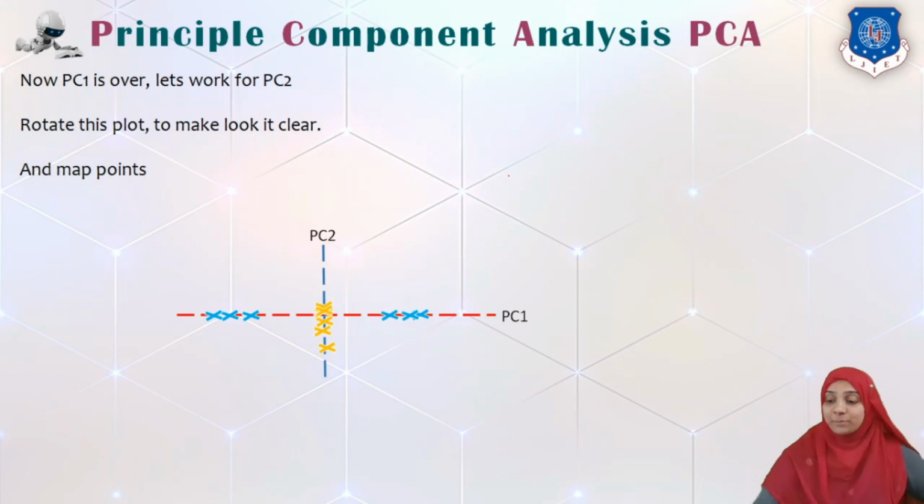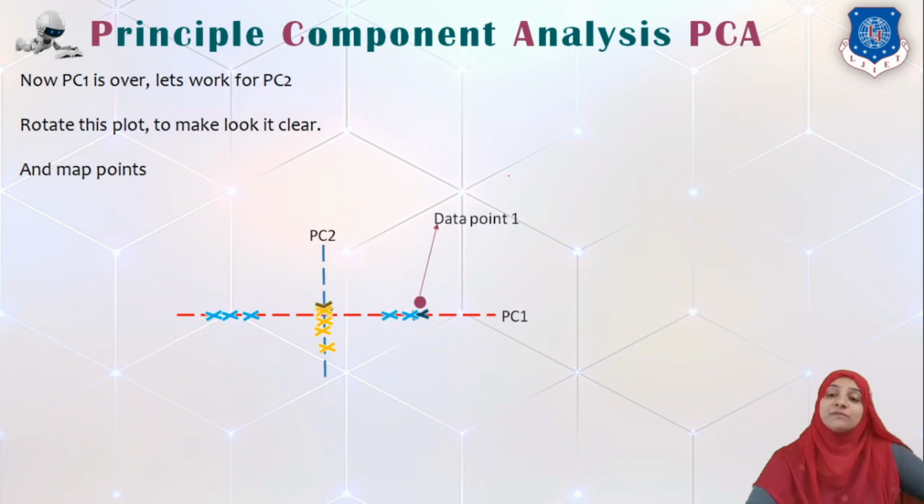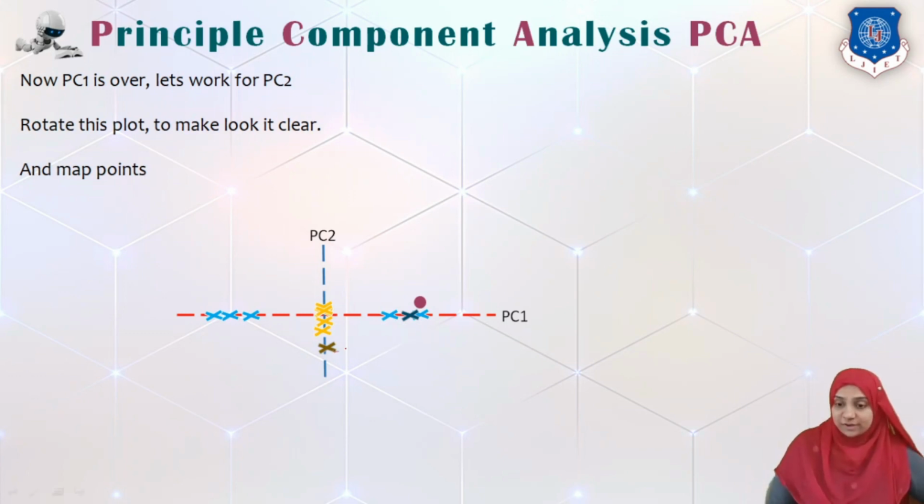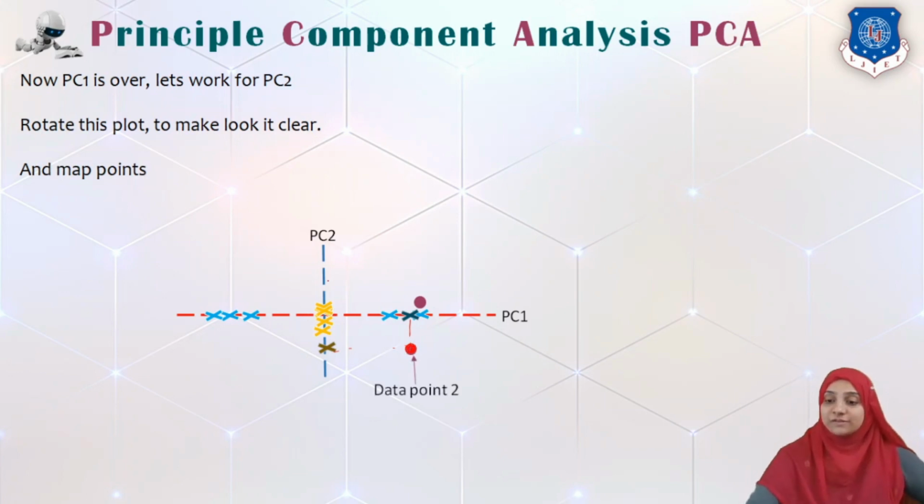We will map the points. For example, these two crosses are an example of data point 1. Another two points are plotted here, and these highlighted points are an example of data point 2. Likewise, we have a set of data points, so we have projected all the data points.